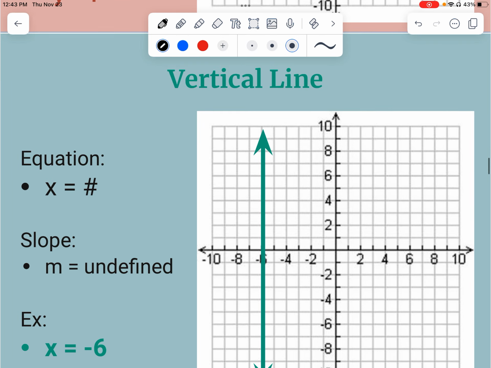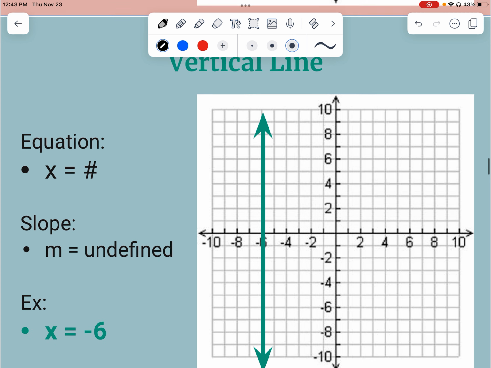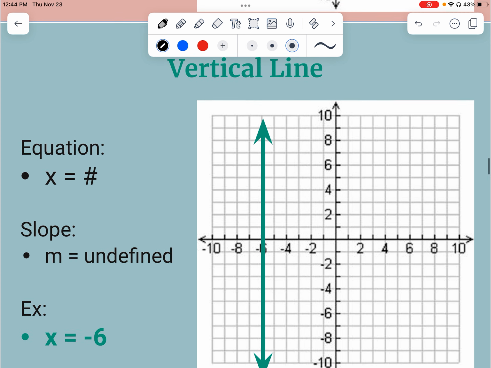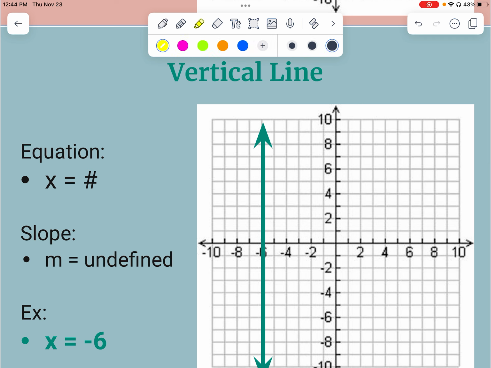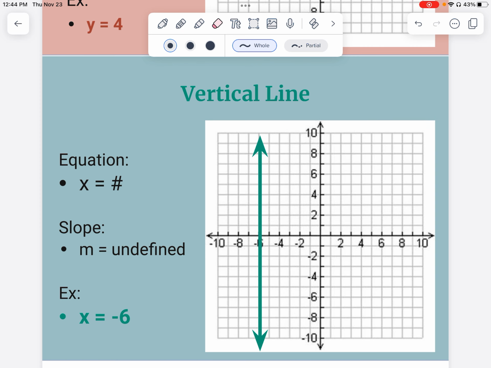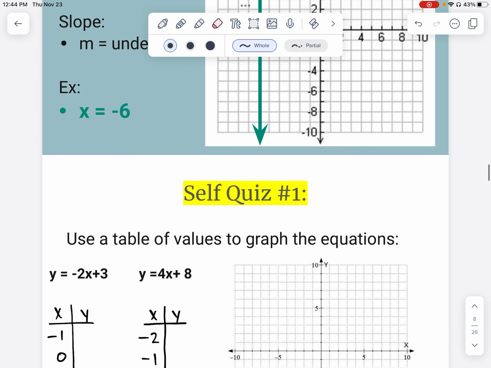Then for a vertical line, it's just the opposite. That's when x is equal to a number. So that means the value of x is never going to change dependent upon y. It is independent of whatever y is equal to. So y could be 4, we could be up 4, x is still equal to -6. y could be 0, x is still -6. y could be -8, x is still -6 on the x-axis. So we get this vertical line. So those are two special equations that you would see, horizontal lines and vertical lines.